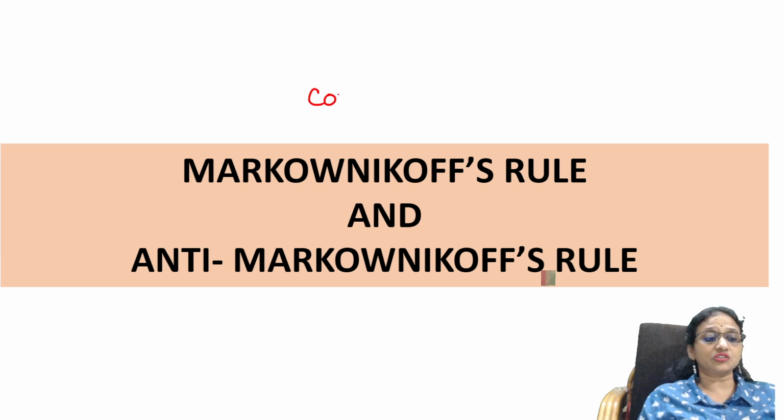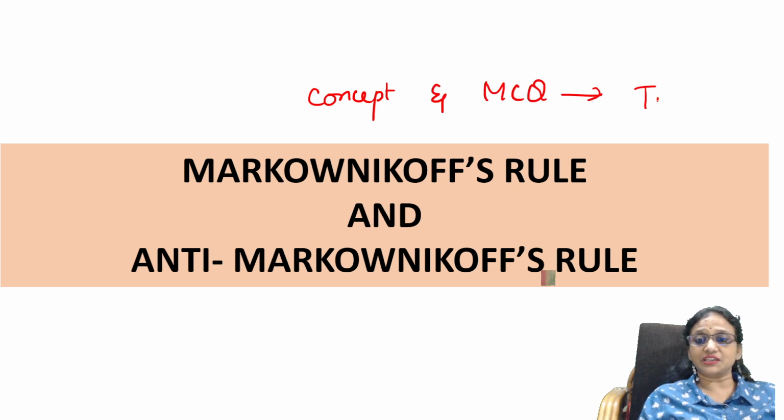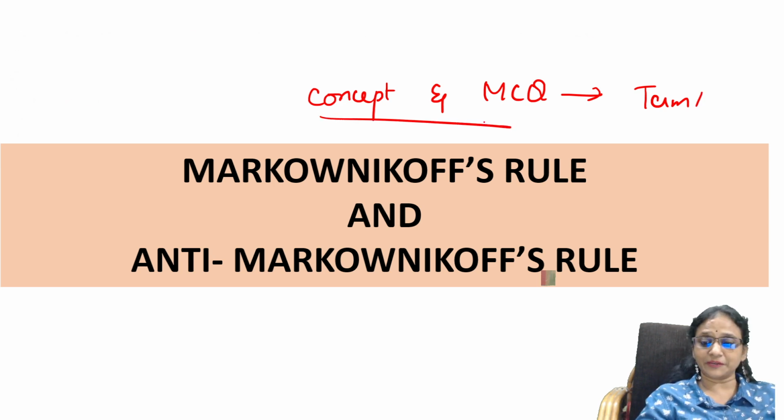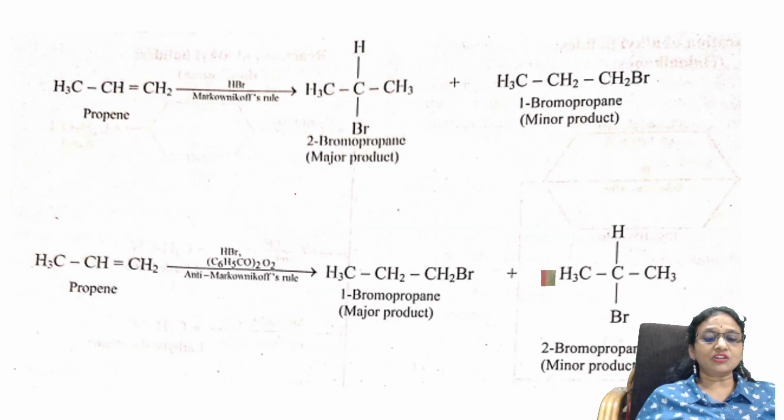First, we will learn the concept, what it is, and after that, we are going to do the MCQs which are related to your term one examination. Okay, nothing to worry. Let us understand it. So basically, Markovnikov and anti-Markovnikov rule. Point number one to remember: we are going to consider unsymmetrical alkenes.